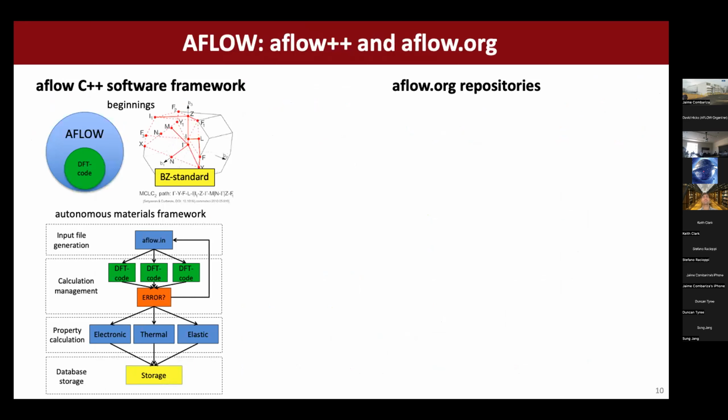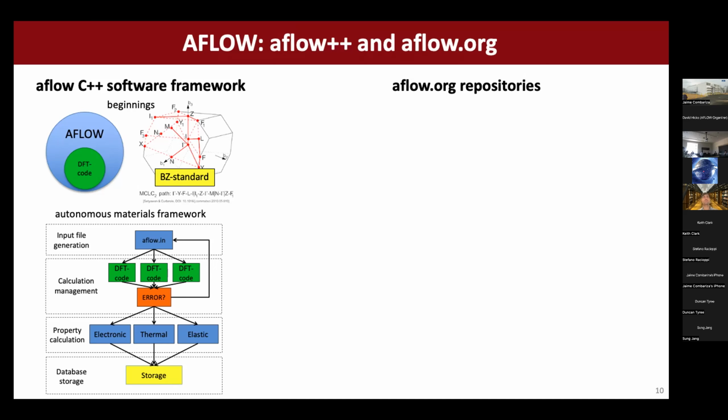So AFLOW is a computational framework. Well, it's really two parts here. There's the C++ software framework, and then there's the AFLOW repository. AFLOW began roughly around 2000, 2003. It had its beginnings, I would say, in two parts. It really began roughly as a wrapper around density functional theory code, which is a way of analyzing the electronic structure of materials.